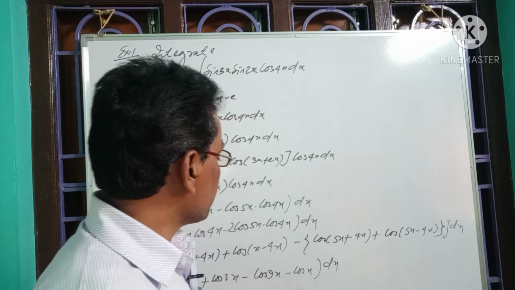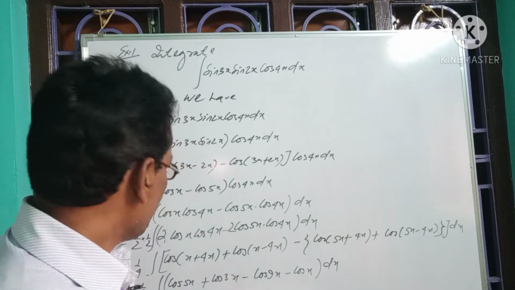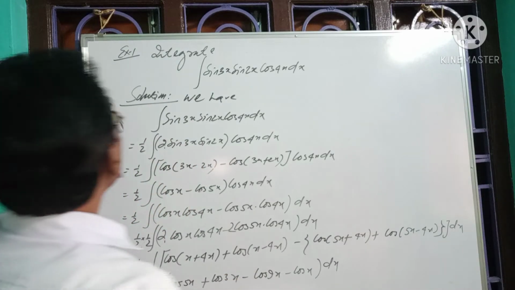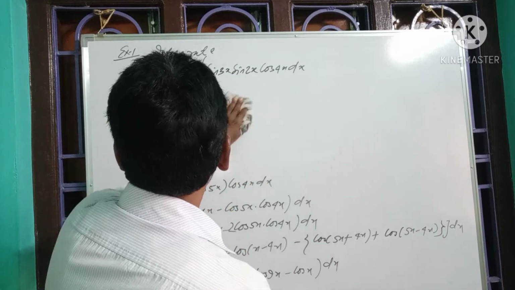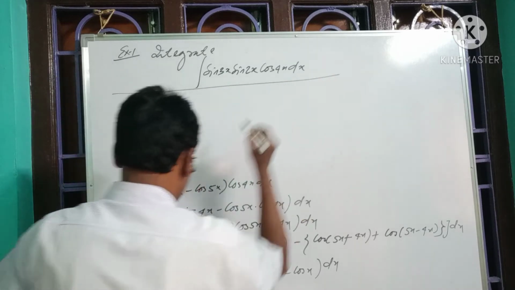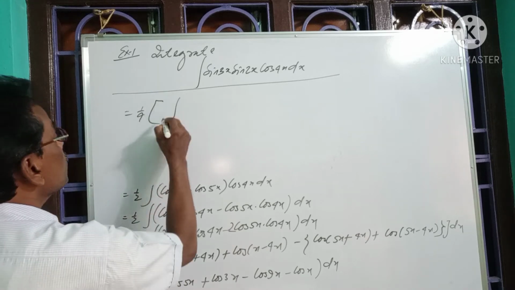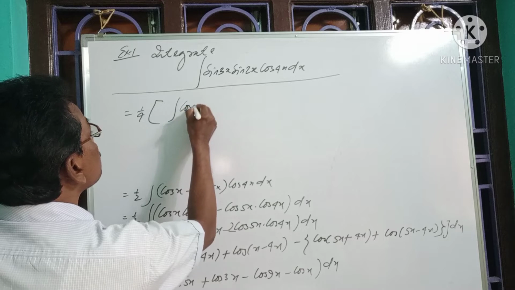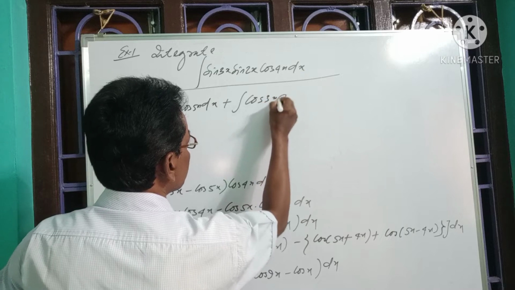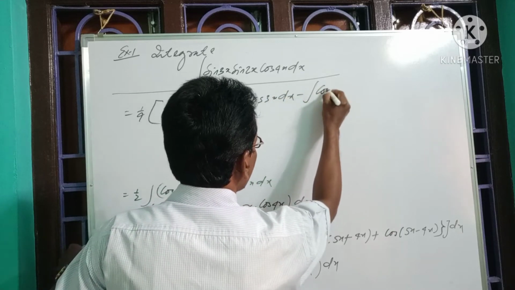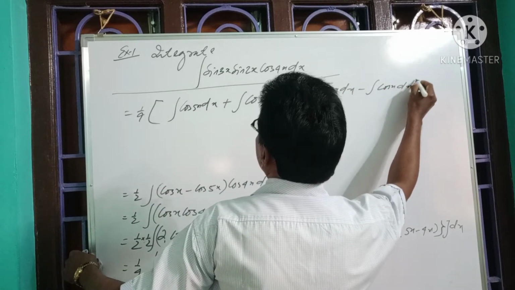Now all these four integrands are easily integrable by using the formula, that is, the integration of cos mx with respect to x. So integrating, we have 1 by 4 whole into, using algebra of integrals, the integration of cos of 5x with respect to x plus the integration of cos of 3x with respect to x, then again the integration of cos of 9x with respect to x, then the integration of cos x with respect to x.